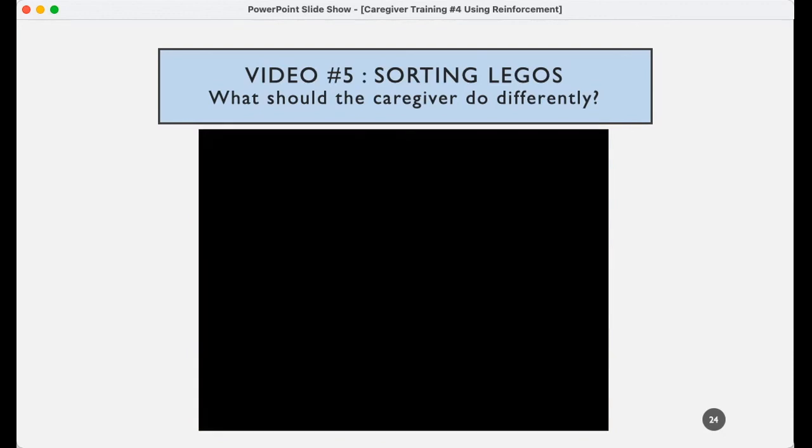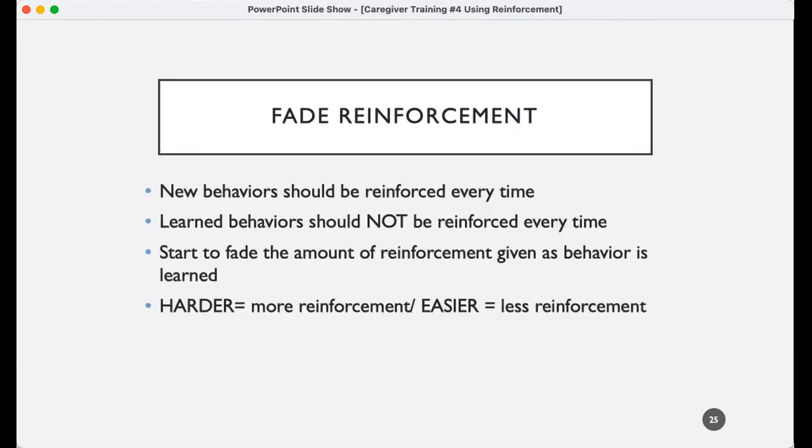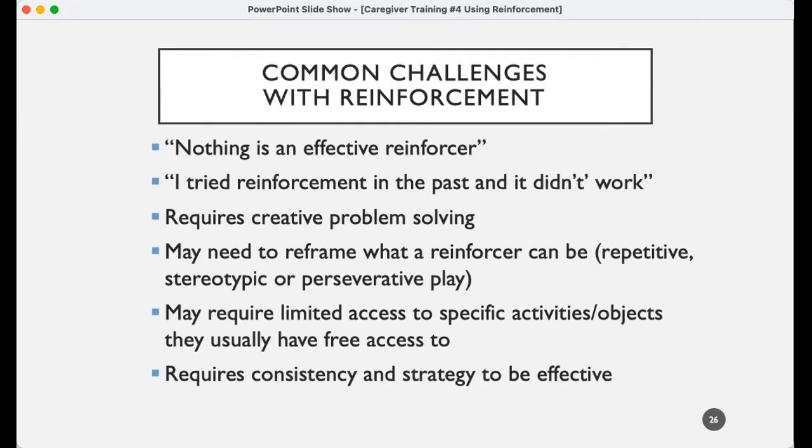So in that video, you see that mom is giving the boy some sort of treat after each match. Now we want to remember to fade our reinforcement. While it's important for new behaviors to be reinforced every time, learned behaviors should not be reinforced every time. We have to start to fade the amount of reinforcement over time. Harder things receive more reinforcement. Easier things, less reinforcement.